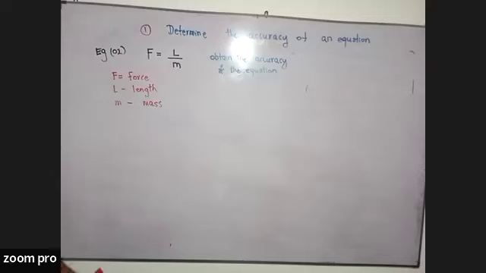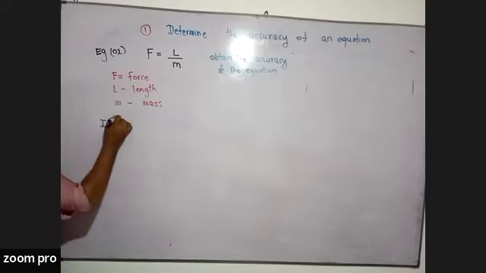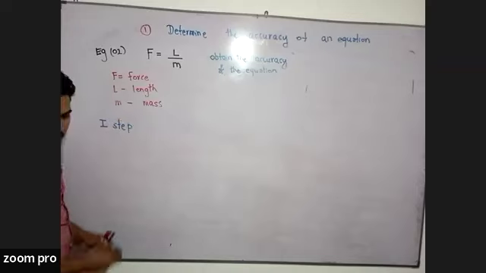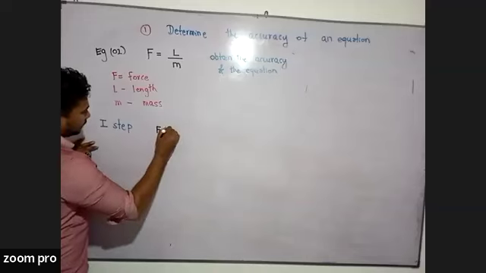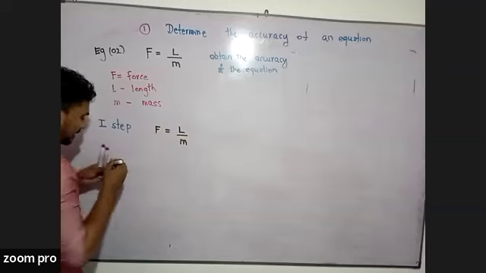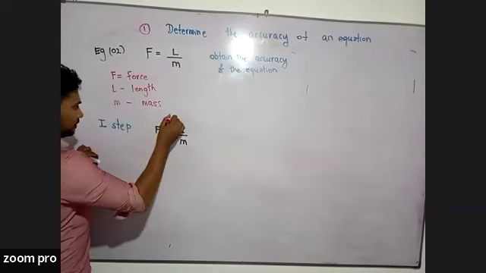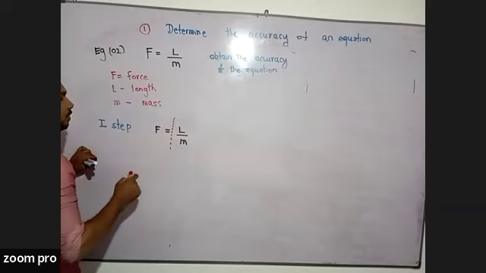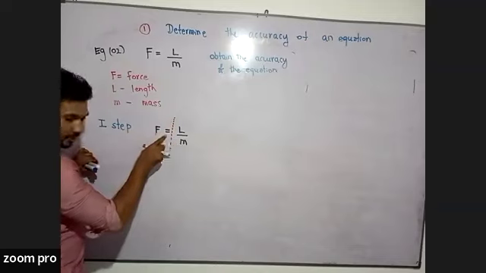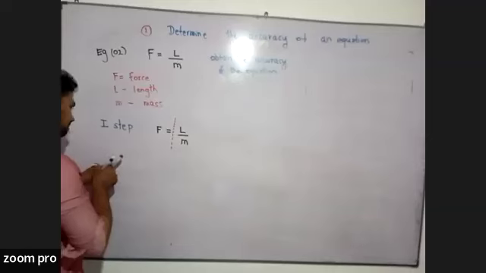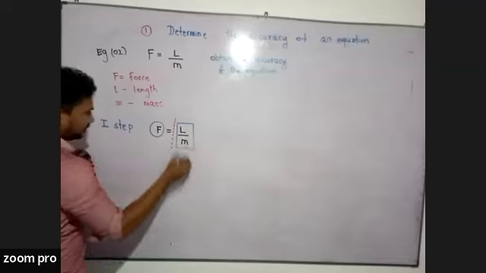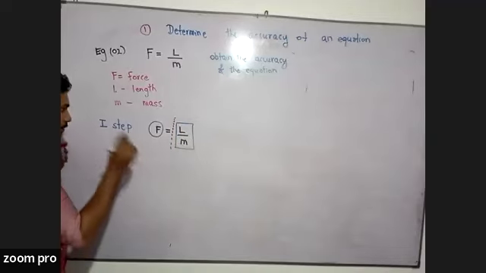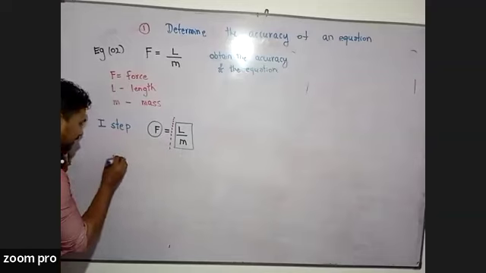Okay, let's see the answer, right? First of all, you have to identify how many terms are in this equation. In this equation, F equals L over M, that means if I draw a line through this equal sign, I can figure out that there are two terms. This is the first one, and L over M is the other one, right? So let's find out the units of each term separately.